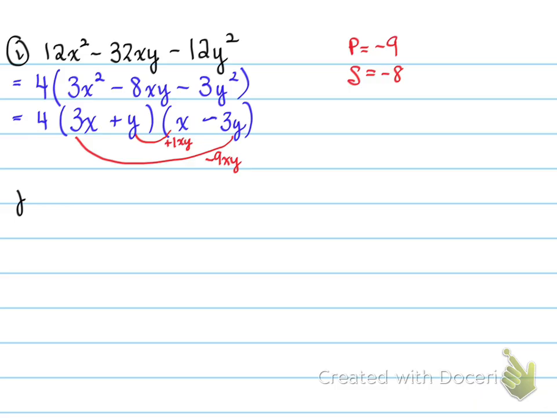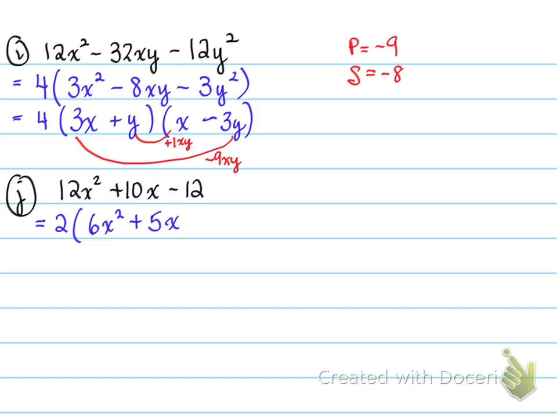All right. Let's try another example. Let's try 12x squared plus 10x minus 12. So no x squared, y squared, just a regular x squared. First thing you do, common factor. My common factor is going to be 2. And we have 6x squared plus 5x minus 6. And what we're going to do now is be able to factor.